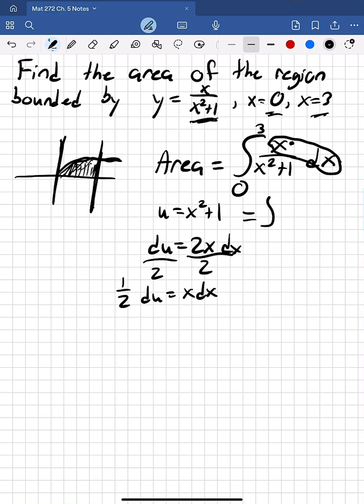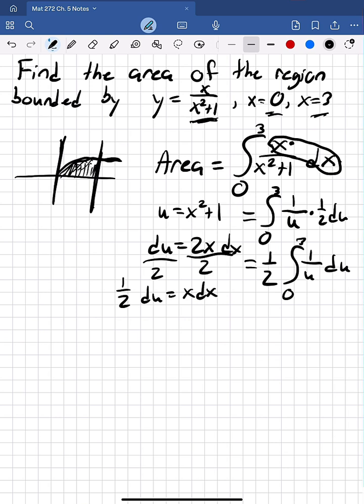So I have the integral of 0 to 3 of 1 over u times 1/2 du. I can pull that 1/2 out because it does not affect the integral, so I really have 1 over u du. Okay. All right, so now I know that the integral of 1 over u is natural log, so I have 1/2 natural log of u, and I am going to evaluate this from 3 to 0.